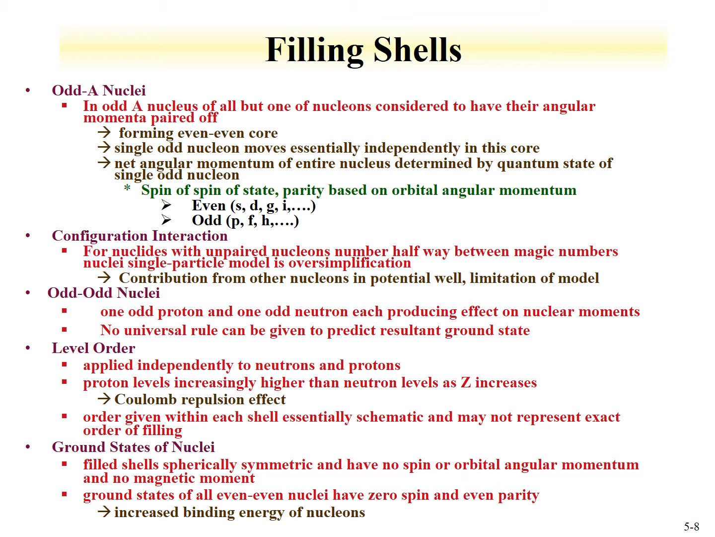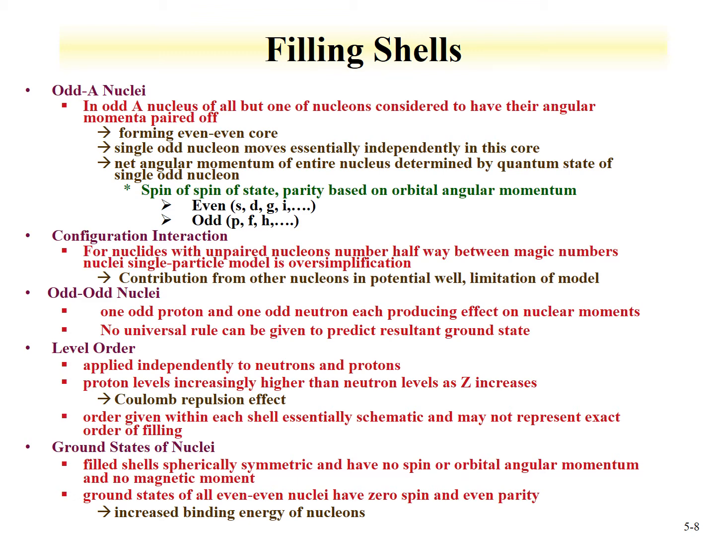And as we already discussed, an odd A nucleus with one unpaired nucleon will provide the property of the nucleus. It'll basically have some sort of even core with one unpaired nucleon. So whatever state that unpaired nucleon is, the spin of that state will define the spin of the nucleus. The parity will be based upon the orbital angular momentum. So S's, D's, G's, I's have even parity. P's, F's, H's have odd parities.